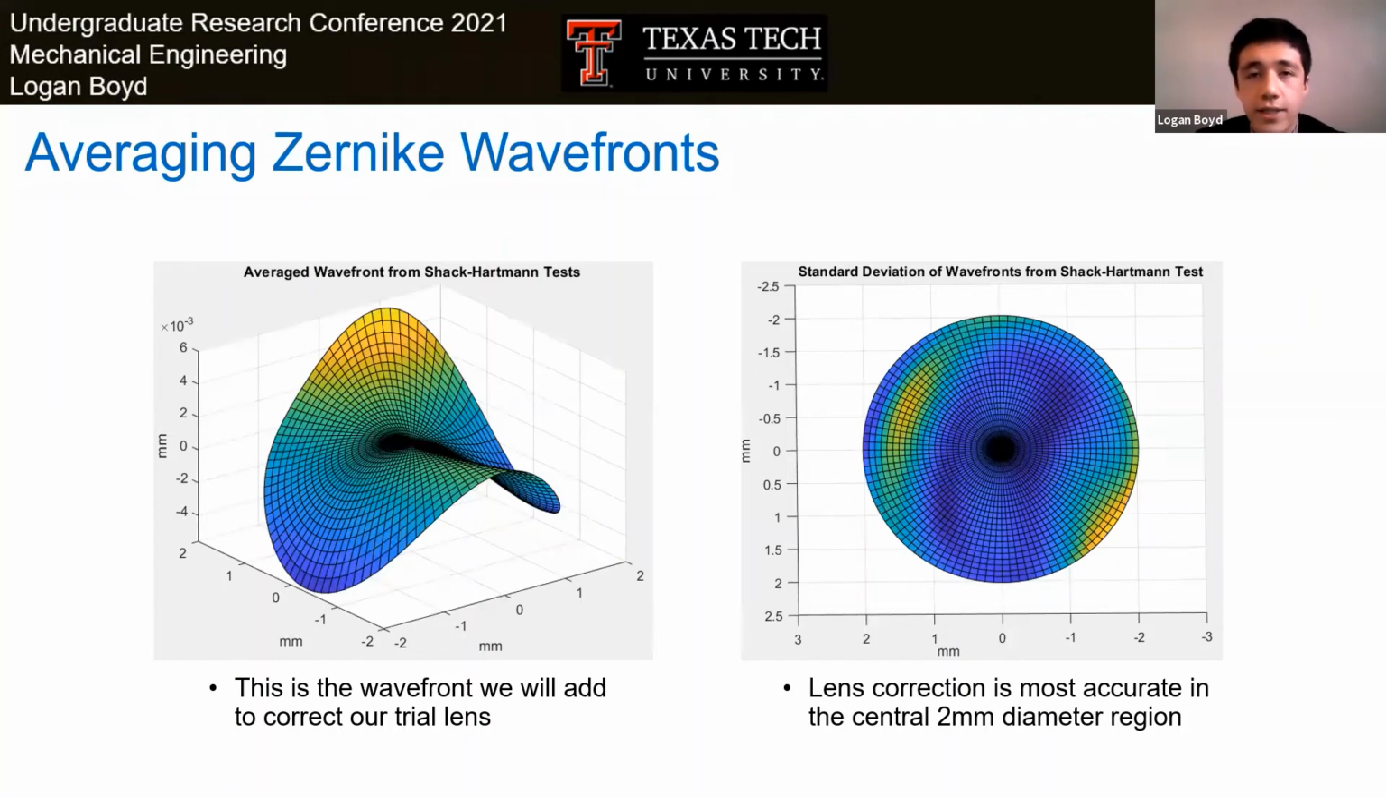On the right, you can see the standard deviation. The dark blue represents a low standard deviation, so you can tell that the center part of the lens is very accurate, and we lose accuracy as we depart from the center. This accuracy determines how large we can create the correction over, in this case about 2 millimeters.